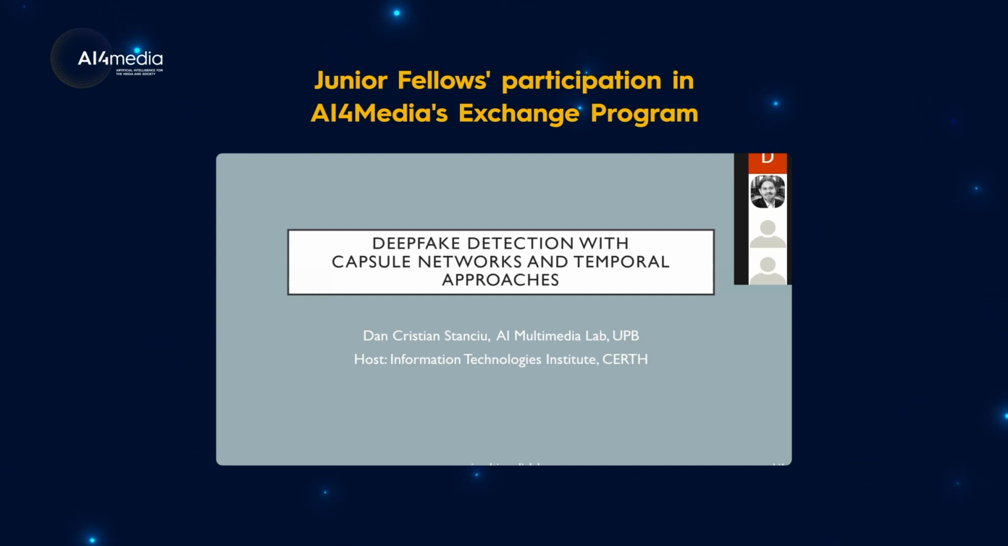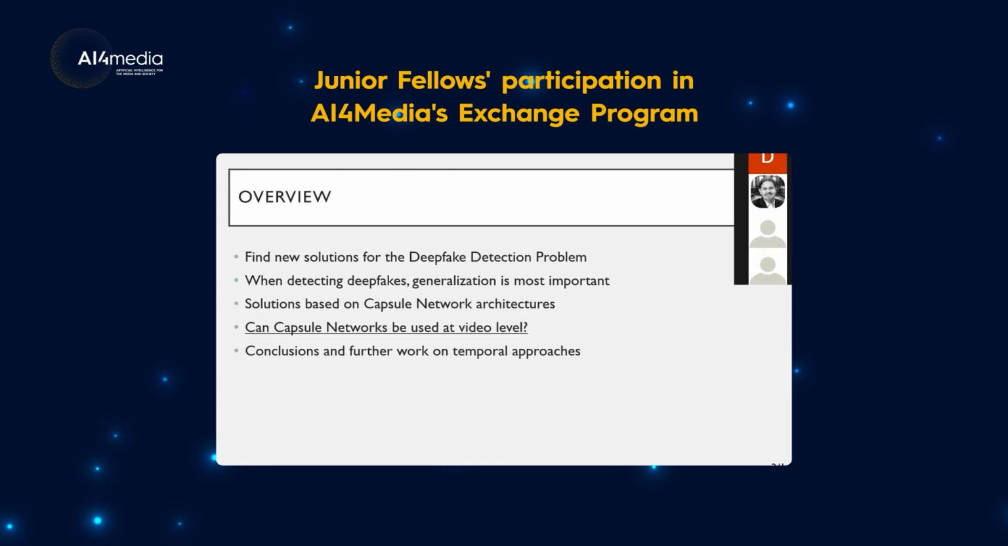And today I'm gonna present to you my progress in the defect detection using capsule networks and different temporal approaches. So I'd like to start with an overview. For this approach, our main goal was to find a new solution for the defect detection problem. And when detecting defects, generalization is the most important thing. So we already have a lot of architectures that can provide 99% accuracy, but across different data sets, it is not like that.